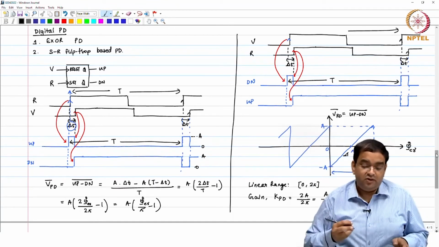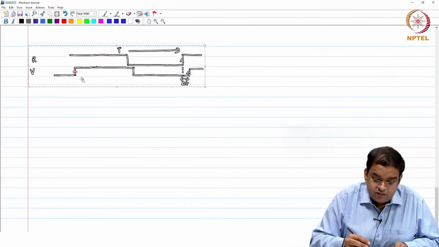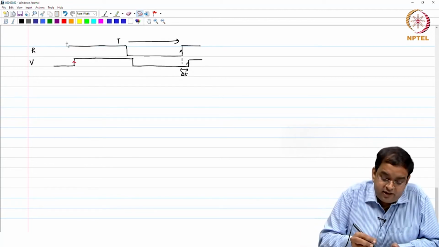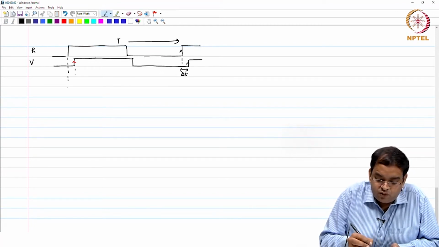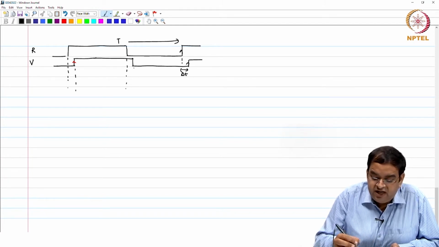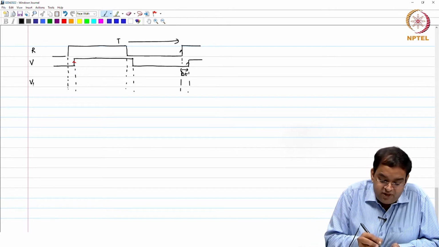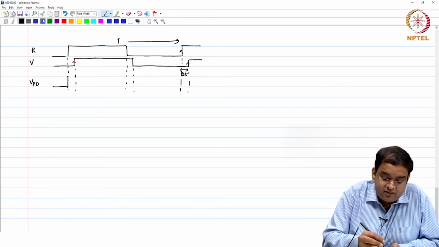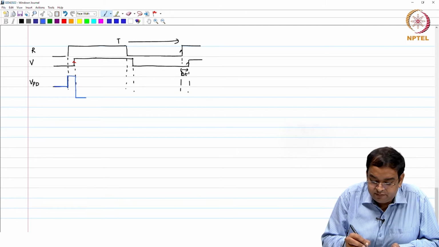So, let us just look at it. I will take one example. For this particular SR flip flop based phase error detector, if you have R and V signals like this, I am just going to look at VPD, and VPD is measured as up minus down in this case. This is going to be something like this. Okay.